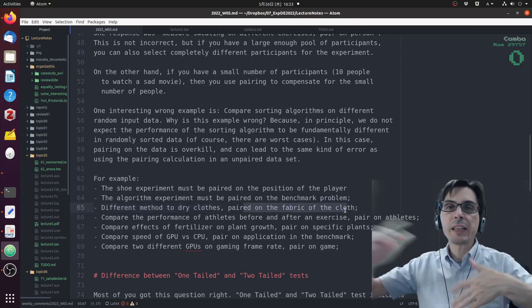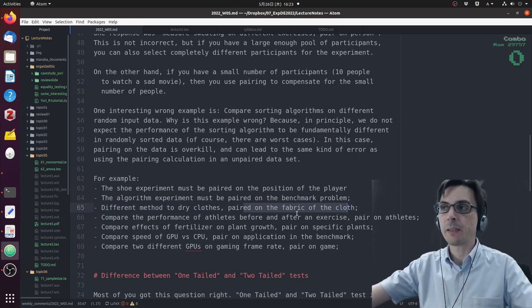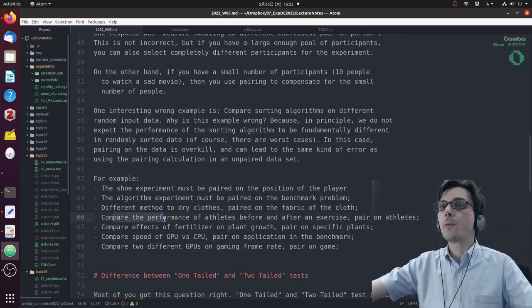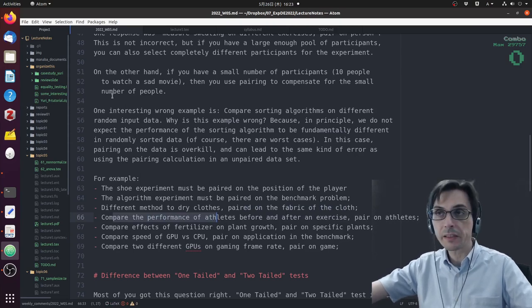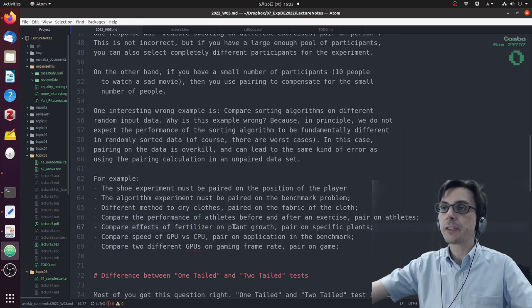So depending on the type of fabric, the clothes can take more or less time to dry, right? Compare the performance of athletes before and after an exercise, pair on athletes. So we discussed this a little bit before. Compare the effects of fertilizer on plant growth, pair on specific plants. This is a very good example. Compare the speed of GPU versus CPU, pair on application in the benchmark.